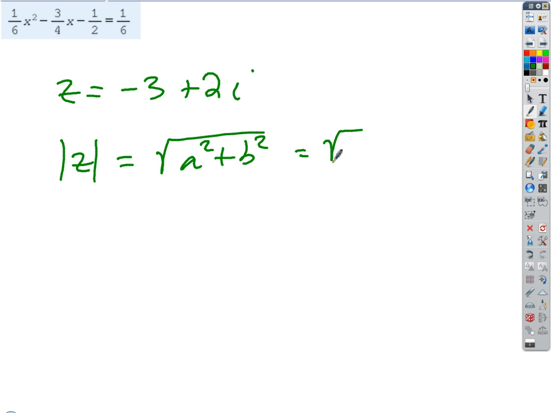Okay. So what do we get? What's A squared? 9. B? 2, so 2 squared is 4. Square root of 13, that's it.